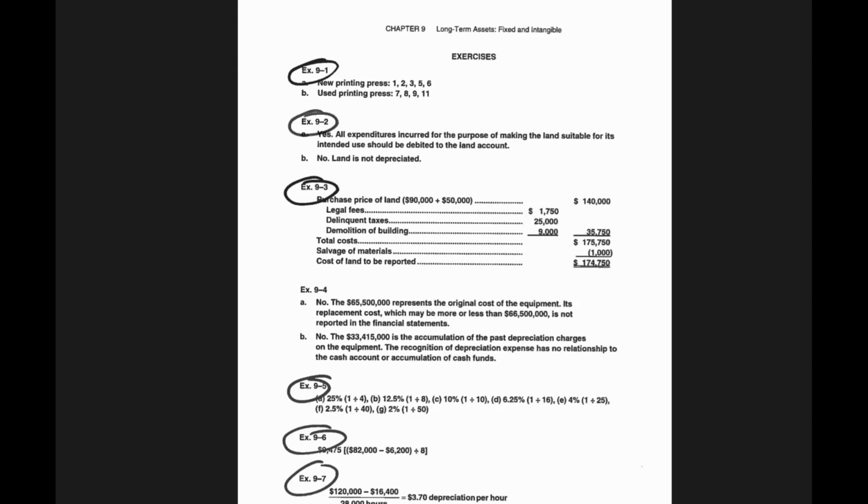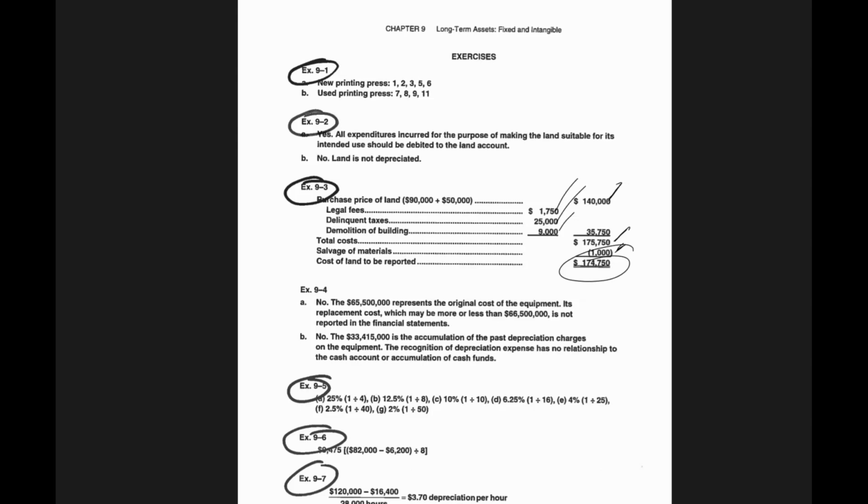Okay, so in this case, we've got the purchase price, right? It's the cash and the note, the total. We paid some legal fees, delinquent taxes, demolition. So our total cost into the project for just the land is $175,750. We'll take away that $1,000 that we got for salvaging some materials. So our total cost of the land is $174,750. The $415 is for the building. We keep those separate. Number 5, straight line depreciation.